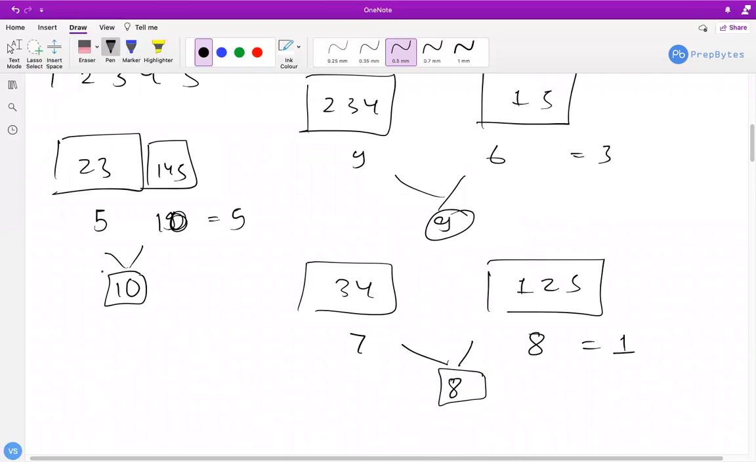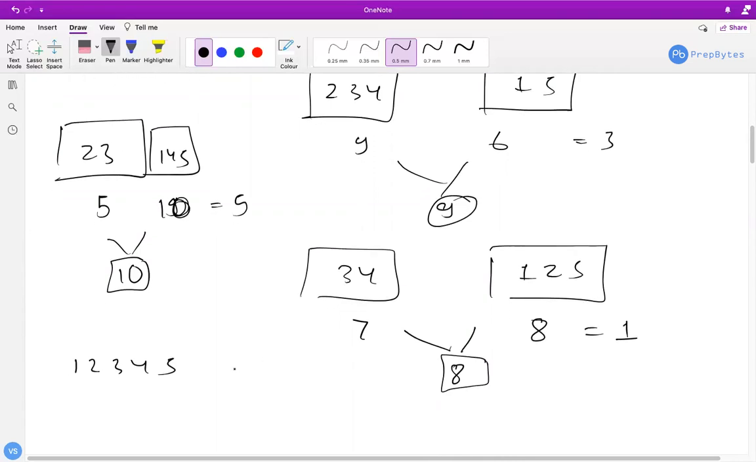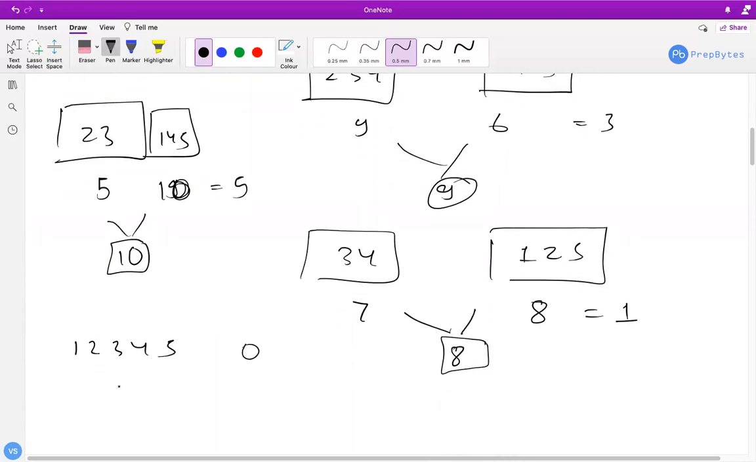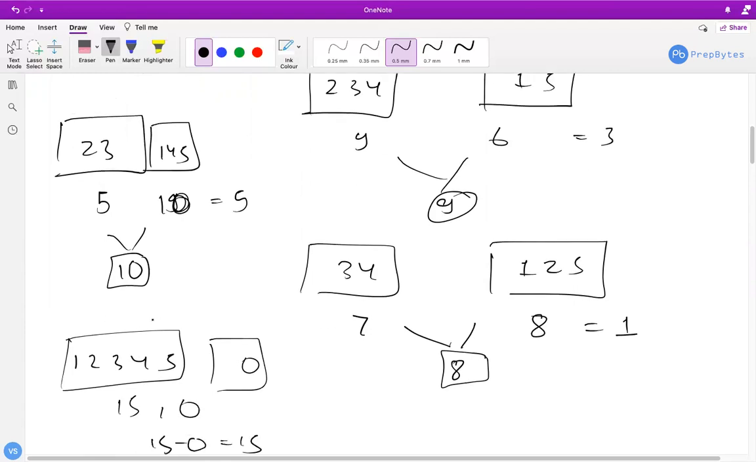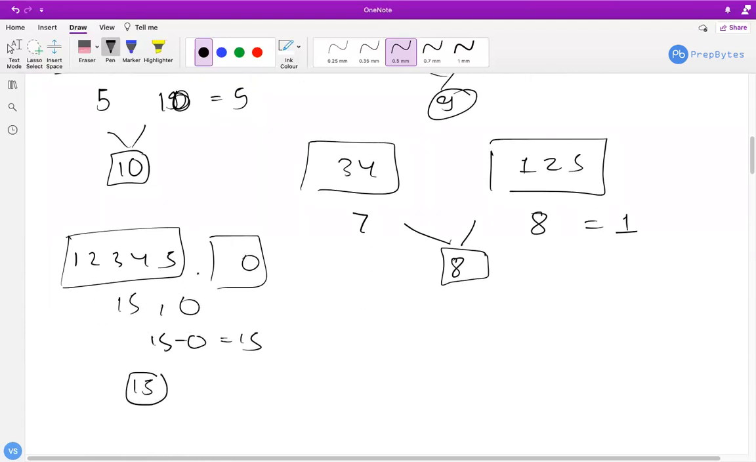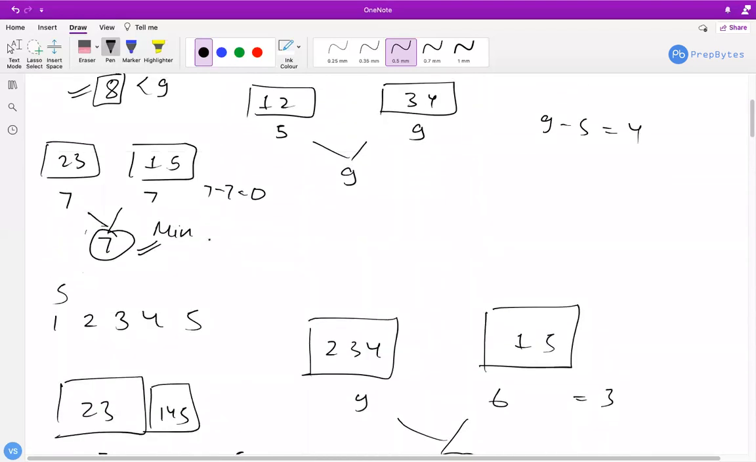If we take all dishes in one burner, 1, 2, 3, 4, 5, and in the other we do not prepare any dish, it is 0. So 15 comma 0, and 15 minus 0 is 15. It is the maximum and it takes 15 minutes. So you can see again that the larger the difference between the sums of these two, the more time is required to prepare all the dishes.